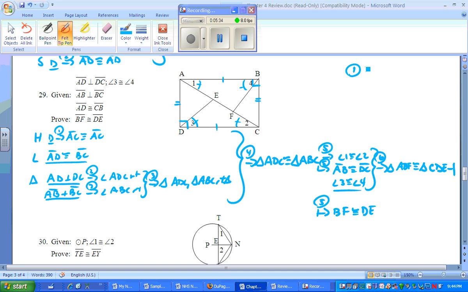Reason 1, reflexive. Reason 2, def of perpendicular. 3, def of right triangle. 4, HL. 5, CPCTC. 6, angle, side, angle, and we are done.